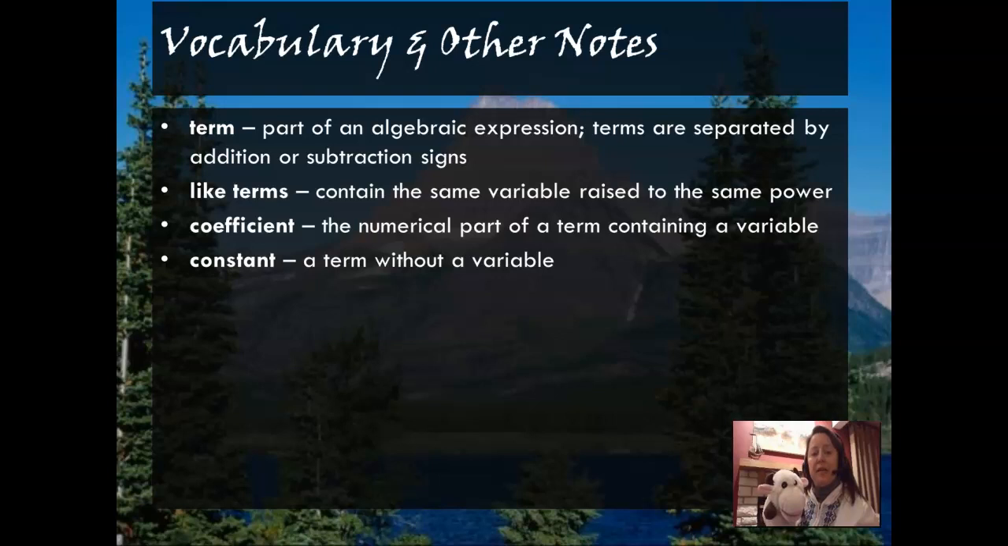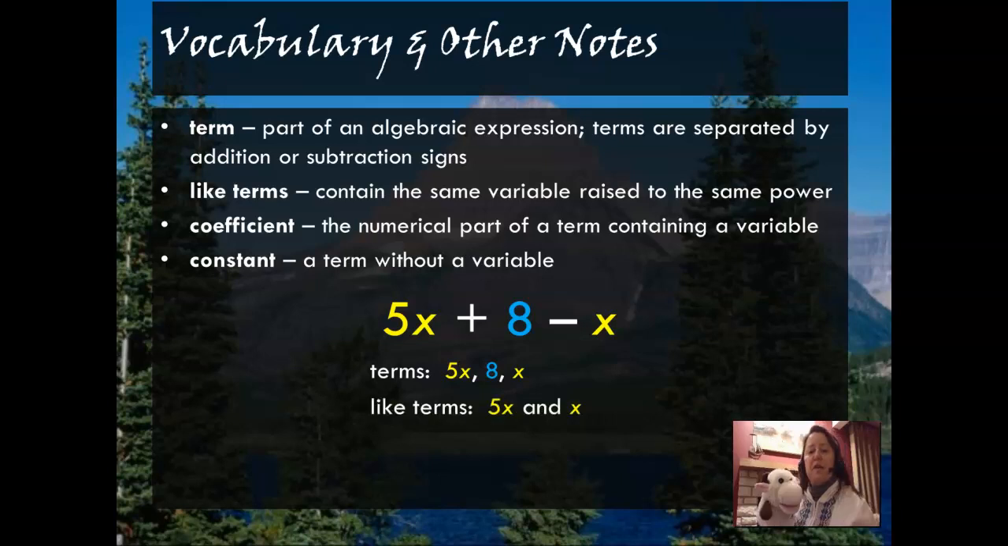Let's take a look at an example. If we have the algebraic expression 5x plus 8 minus x, we can see that we have three terms. Each term is separated by the addition or subtraction sign. The like terms have the same variable raised to the same power. Therefore, 5x and x are like terms. The coefficients are the numbers that are multiplied times the variable. Our coefficients are 5 from the term 5x and 1 from the term x.